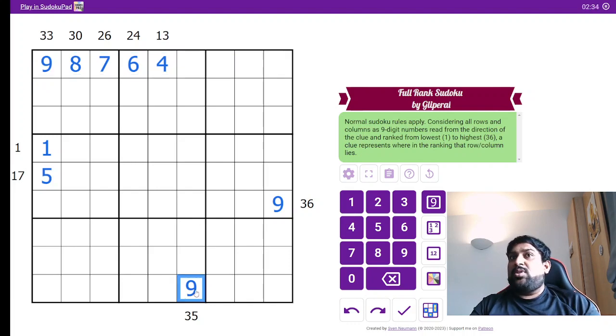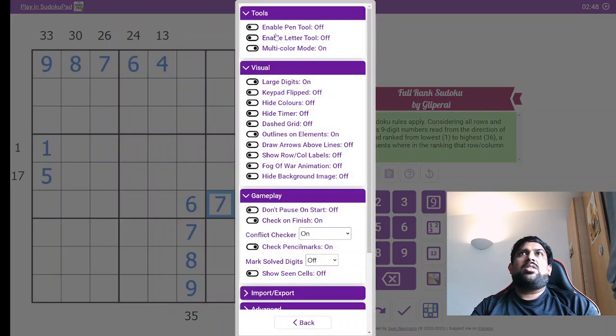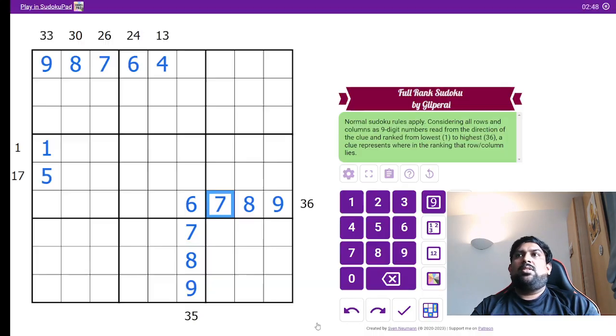So rank number 35 and 36 should be larger than this, should be bigger than this. It's already going on the bigger side, that is 9876. So it should be easy. They both should look like 9876. We can just turn on the pencil tool from here.